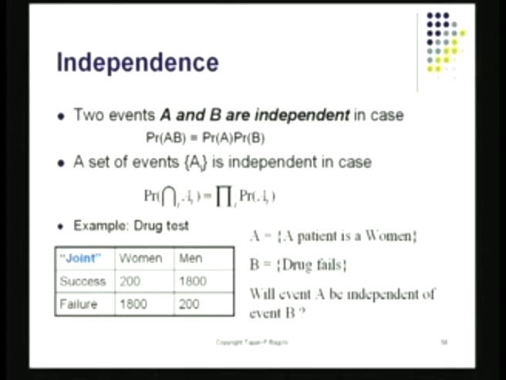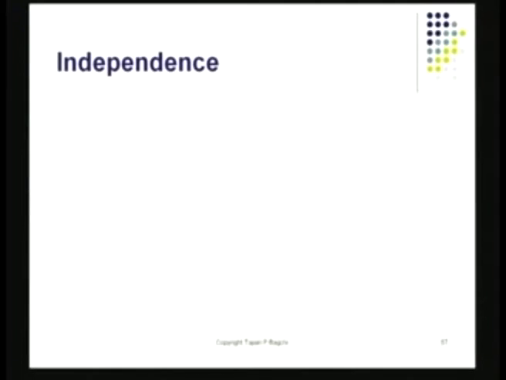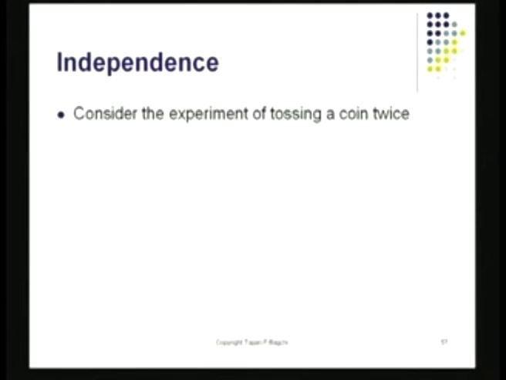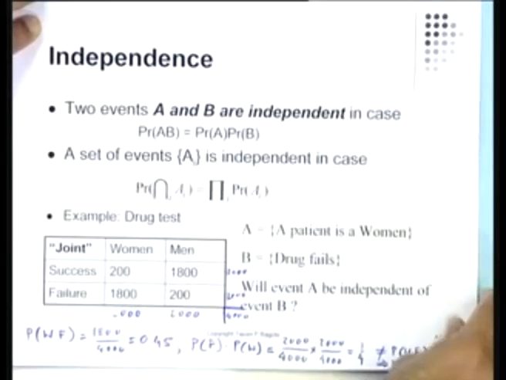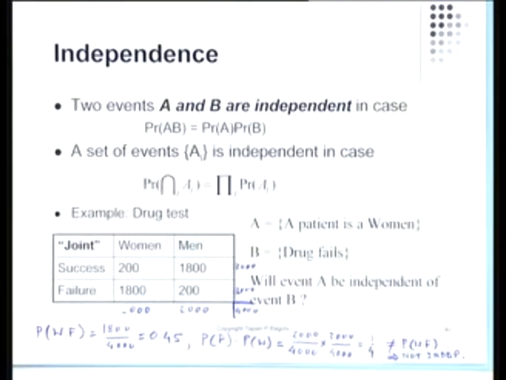The question I'm asking is, are A and B independent? What are A and B? A is the event that the patient is a woman, and B is the event that the drug failed. Are they independent of each other? Let's try to see how we work it out. And for that, what I've done again is I've taken a print of the slide and I've worked out the examples for you. I have here, first of all, you'll notice I've done the totaling.